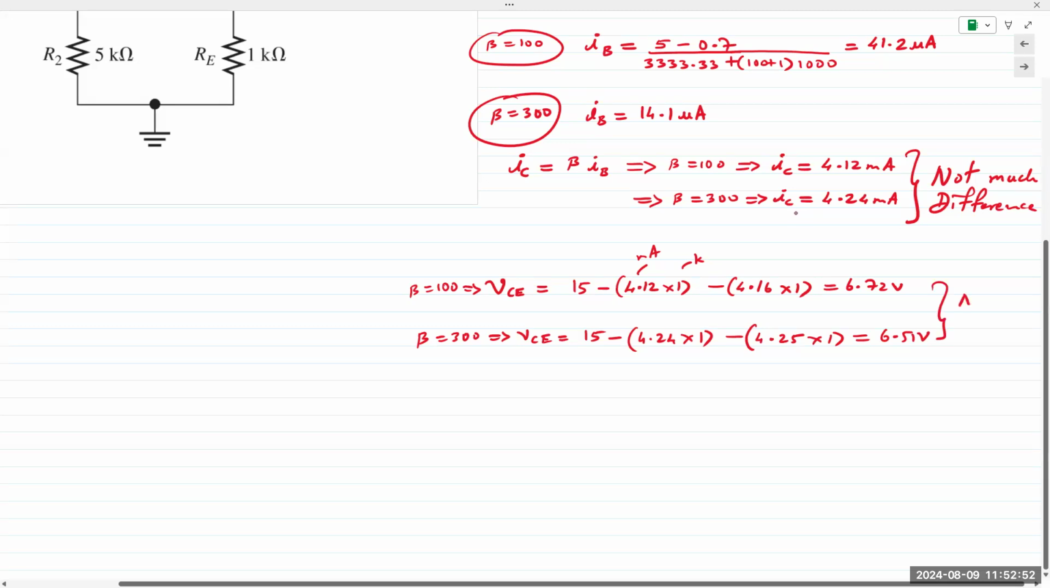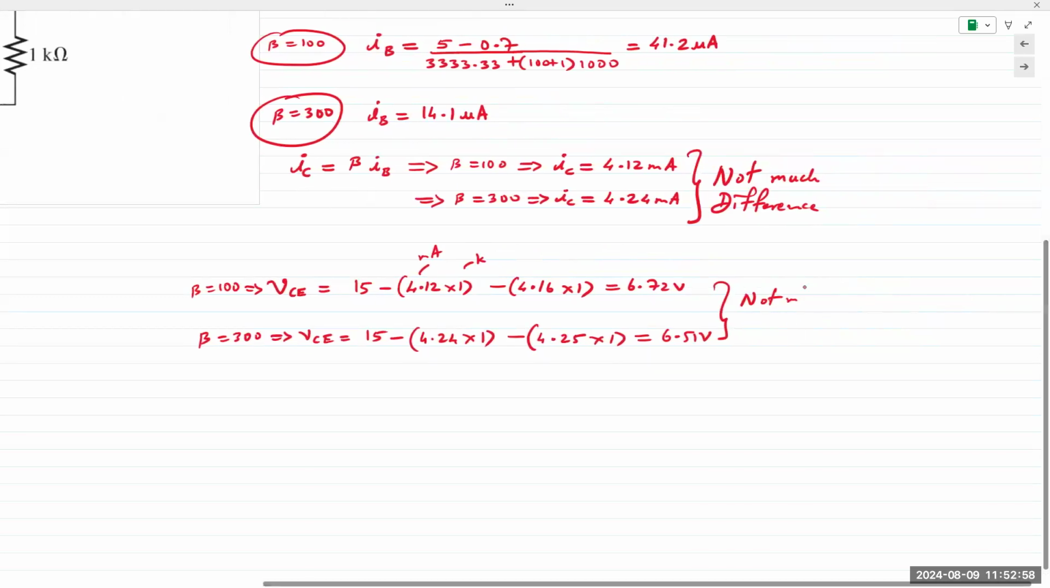And again, not much variation, not much difference in values. Okay. The main point is beta variation does not affect output. It does not affect output. Yes.